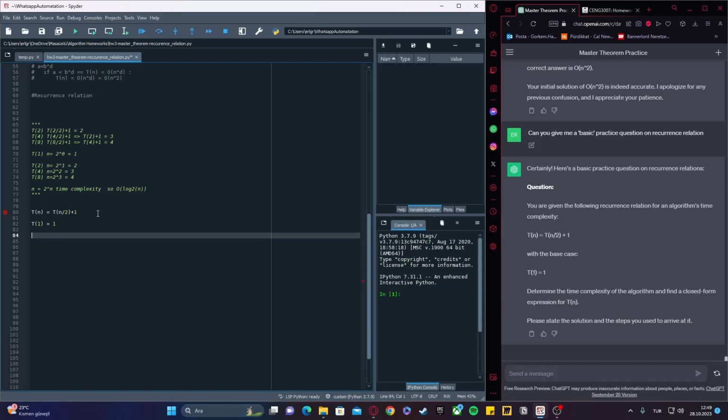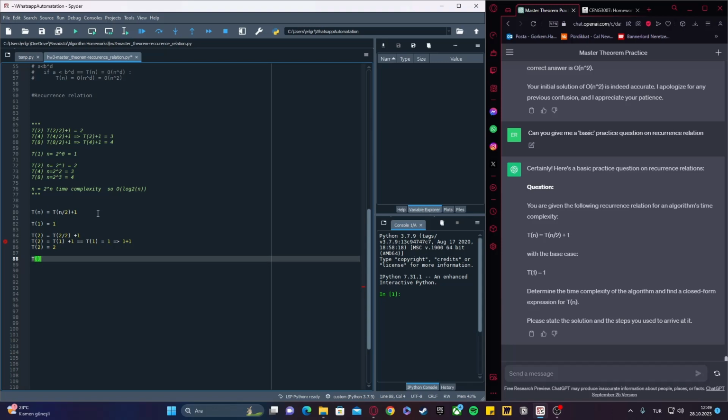If we go with T(2), it will equal T(2/2) + 1, so it's equal to T(1) + 1. So T(1) equals 1, then 1 plus 1, so T(2) equals 2.